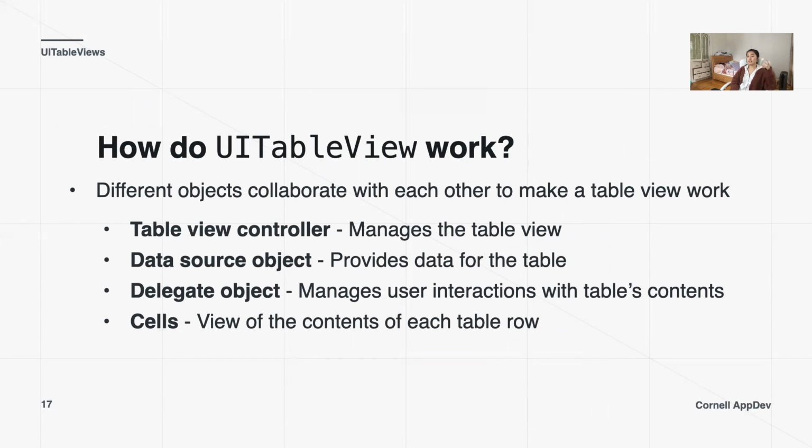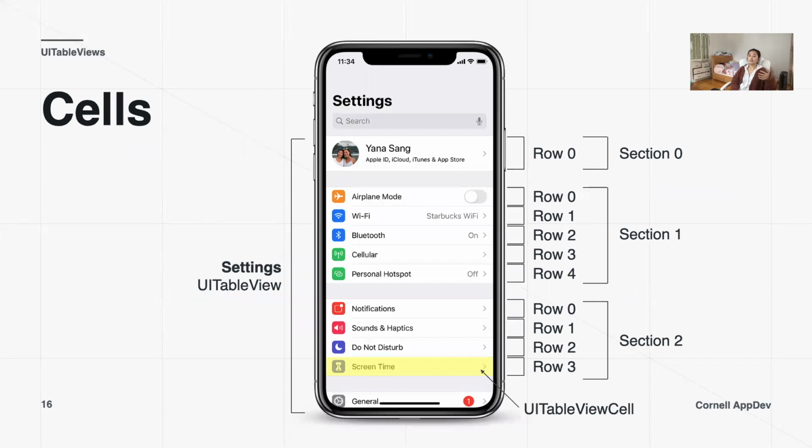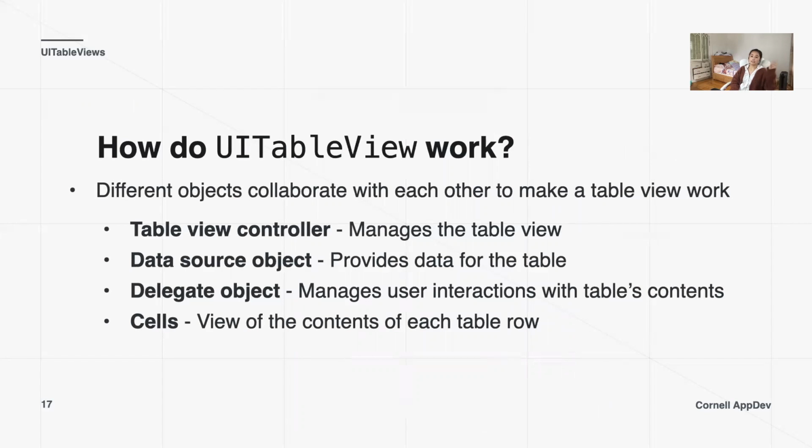And that can be broken down into four main components as well. First of all, you have a table view controller, and this is the controller that manages the entire table view. So it controls what you see in the table. And then you also have your data source object, which provides the actual data for the table. If you go back, you see this table, you have Airplane Mode, Wi-Fi, Bluetooth, Cellular, Personal Hotspot, but the actual data that goes into making these rows is in your data source object.